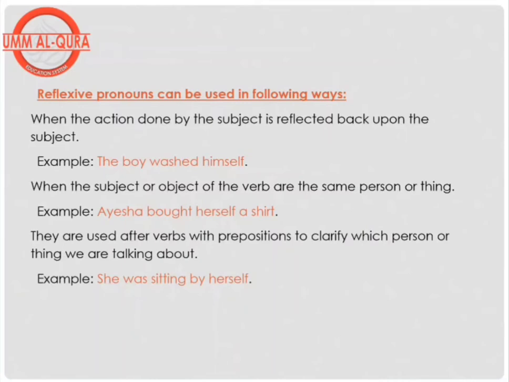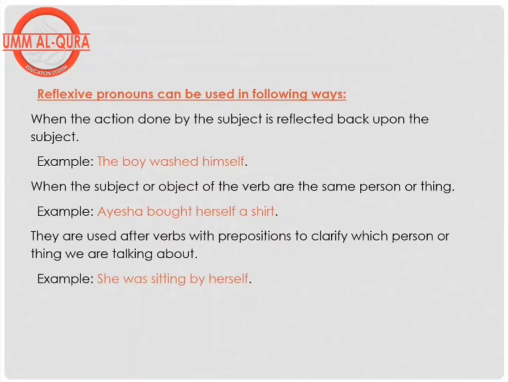When the subject and object of the verb are the same person or thing. For example, Aisha bought herself a shirt. Now in this sentence, the subject is the same and the object is also the same because Aisha bought a shirt for her own self.